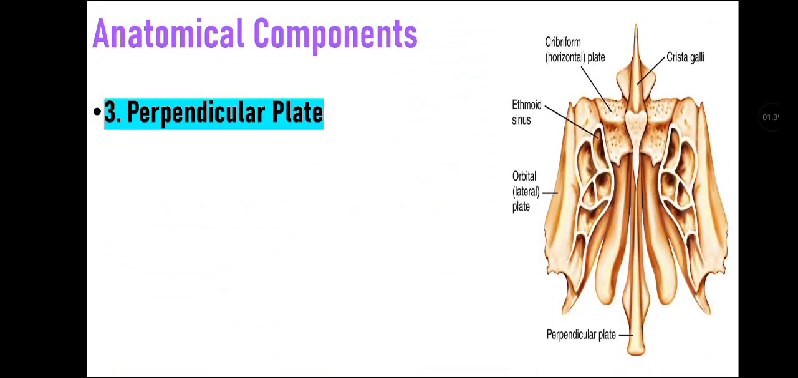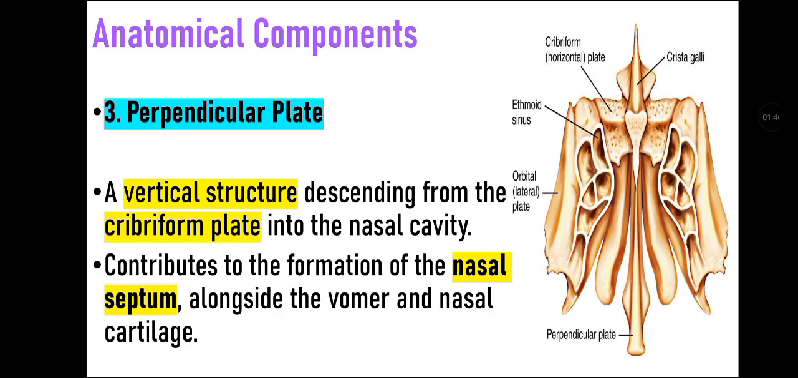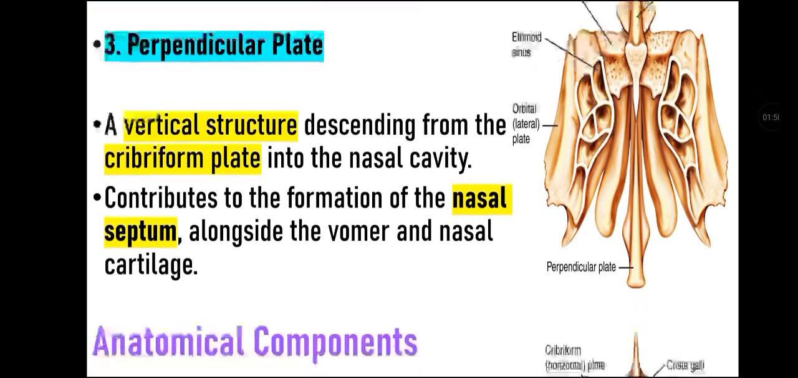As you can see, the below part is perpendicular plate. It is a vertical structure descending from the cribriform plate into the nasal cavity. It contributes to the formation of nasal septum alongside the vomer and nasal cartilage.